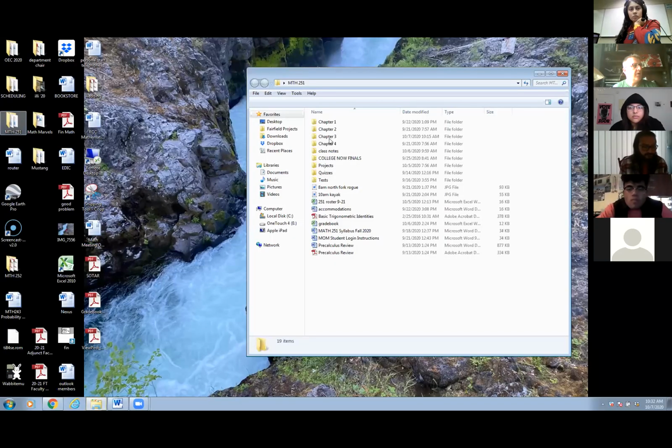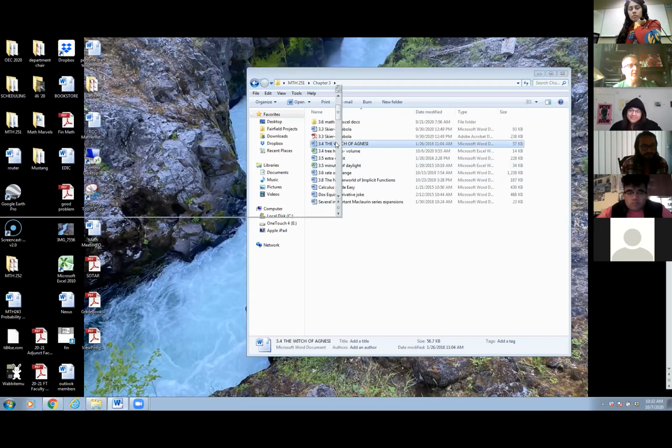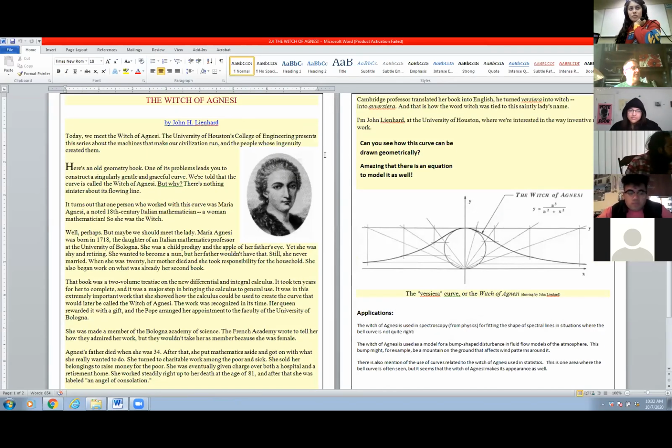Some years ago, I ran across the Witch of Agnesi. What in the world is the Witch of Agnesi? There she is. There's the witch herself, Maria Agnesi. I might post these notes, because I'm not going to spend 30 minutes looking over this.